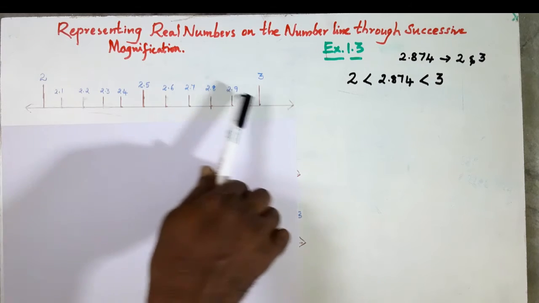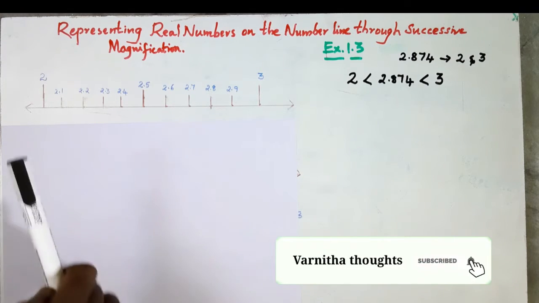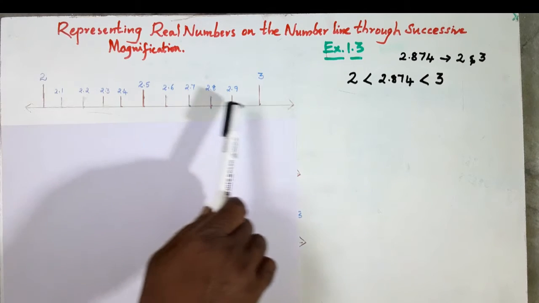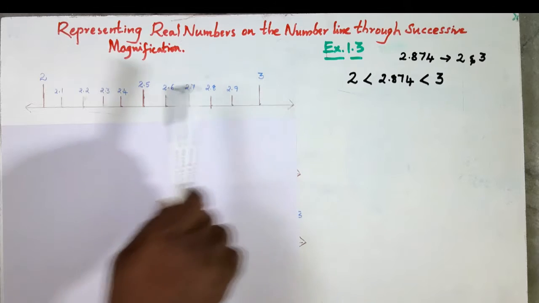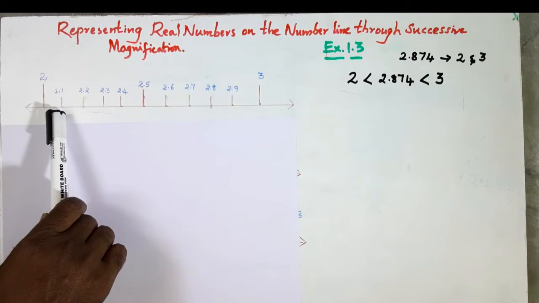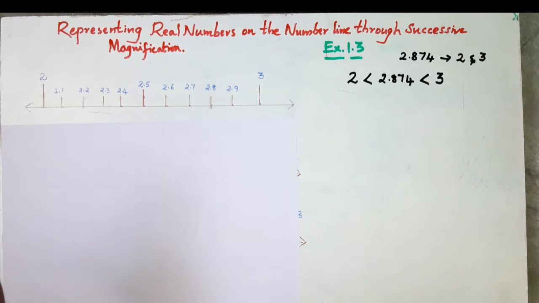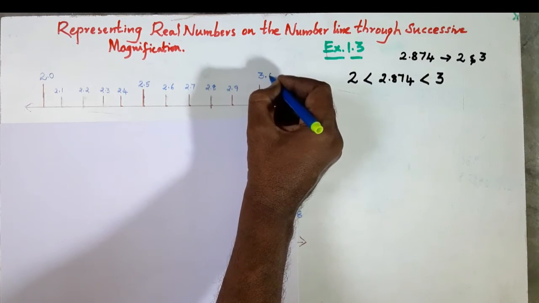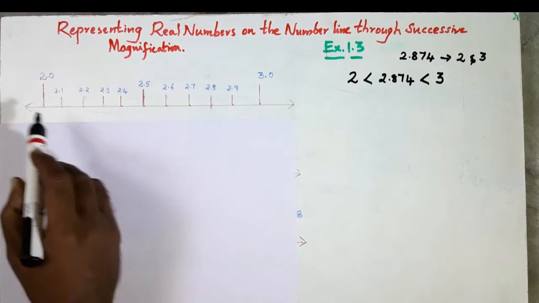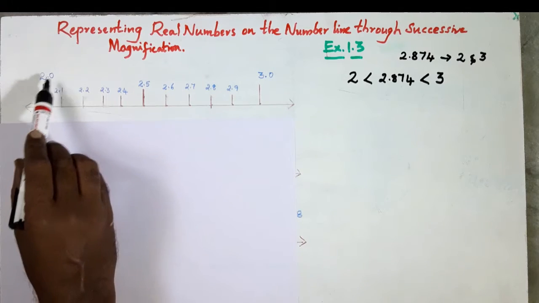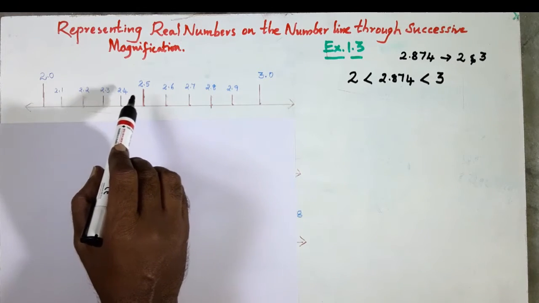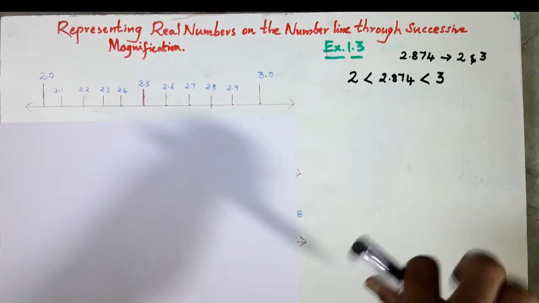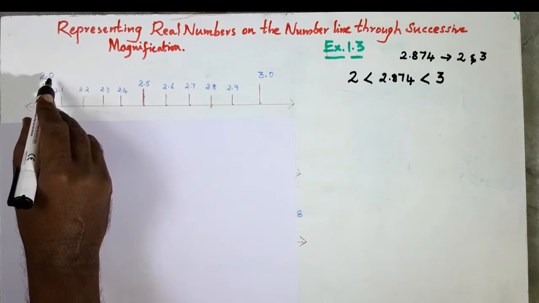Divide this one unit into 10 equal parts: 1, 2, 3, 4, 5, 6, 7, 8, 9, 10. So between 2 and 3 we have 10 parts. 2 means 2.0 and 3 means 3.0. The parts are 2.0, 2.1, 2.2, 2.3, 2.4, 2.5, 2.6, 2.7, 2.8, 2.9 and 3.0. Now we have taken only the first decimal place values.